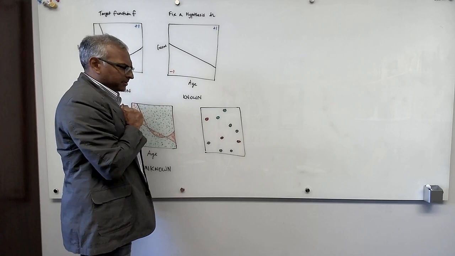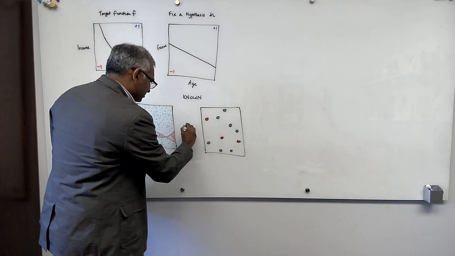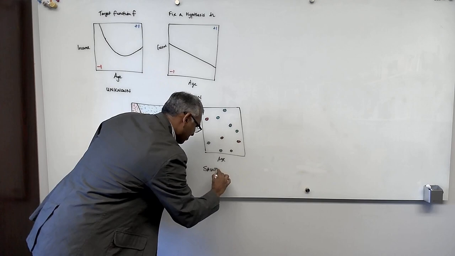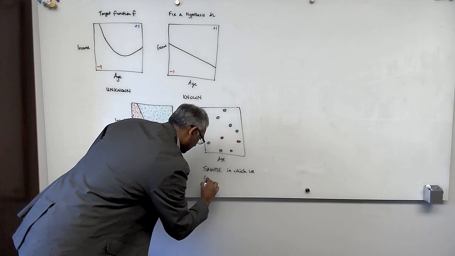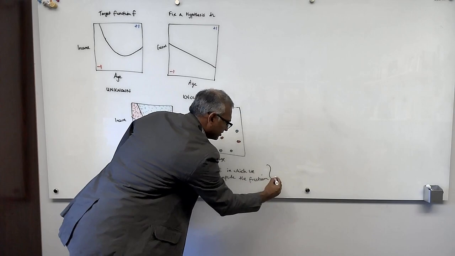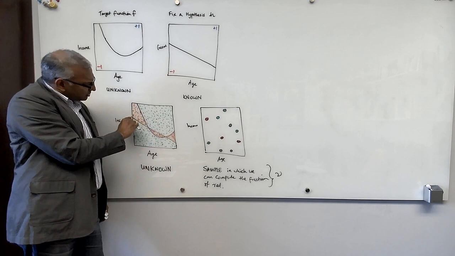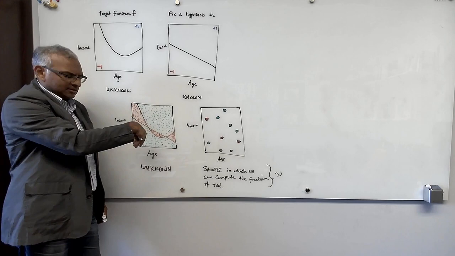For that sample, I can figure out what fraction are red. So this is income, this is age, and this is a sample in which we can compute the fraction of red. So this is nu, the fraction of red in the sample. And for the moment, I'd really like to know the true probability of getting a red. What's the true fraction of red in this space? That is mu.